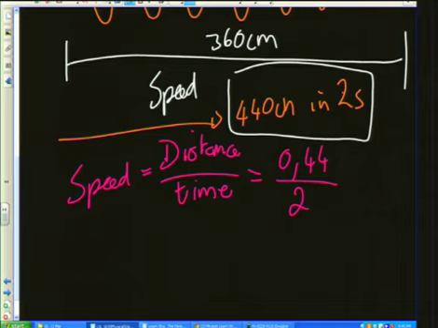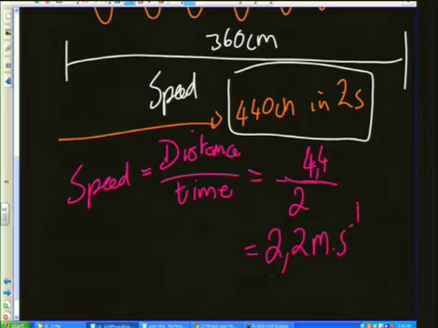440. Did I go 440 centimeters to meters? What must I divide by? 100. I didn't divide by 100, did I? Can you see I divided by 1,000? Yes. So you need to just make a correction there. It's 4 meters and 40 centimeters, divided by 2, and we get an answer of 2.2 meters per second.